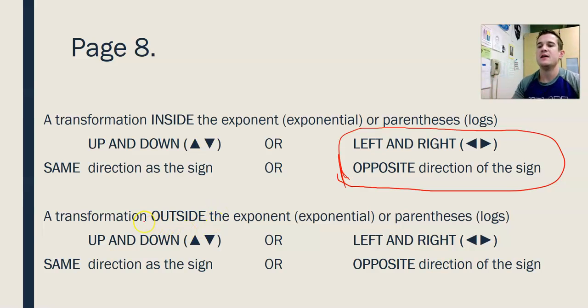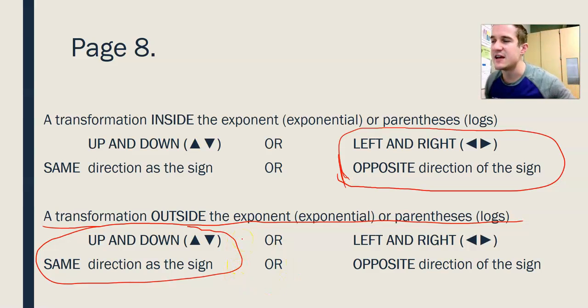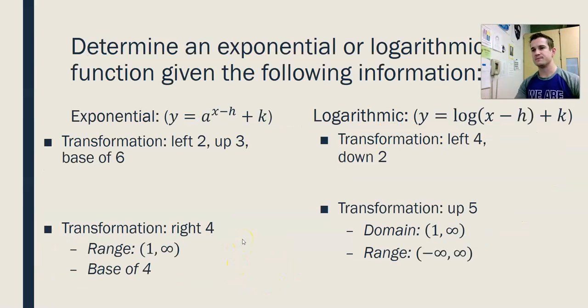Good? Now, a transformation outside of the exponent or outside the parentheses, that's the number on the outside, is going to affect my up and down movement, and it's going to go the same direction as the sign. So I had log of x minus 2, minus 5. That number on the outside of the parentheses, that minus 5, affects my up and down movement. So it'll move down 5 units because it's the same direction as the sign. So that's how I take care of these transformations.